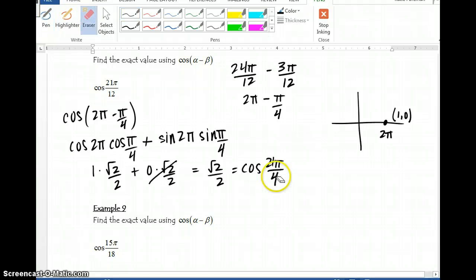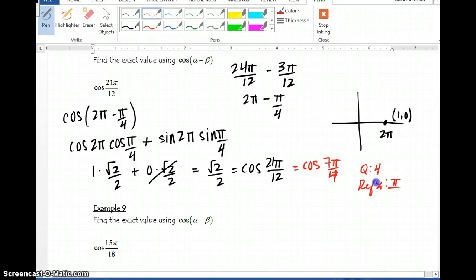Sorry, this should be a 12. Which means 21 over 12 should probably reduce. So if I divide both of those by 3, this would give me the cosine of 7 pi over 4. 21 divided by 3 is 7. 12 divided by 3 is 4. 7 pi over 4 is a fourth quadrant angle with a reference angle of pi over 4. So it verifies that our answer is positive square root of 2 over 2. So the expansions can definitely be used even for angles that would appear on our exact value chart as well.